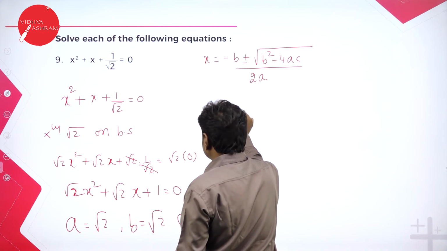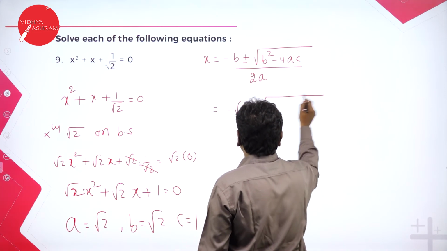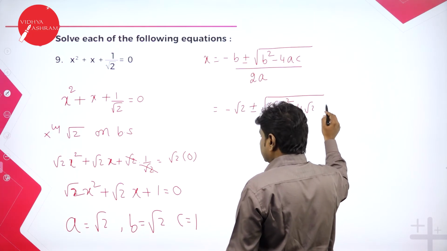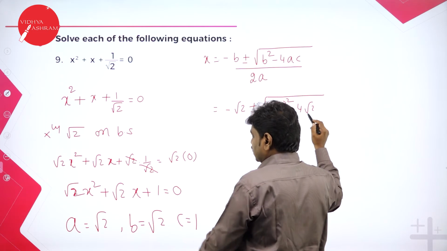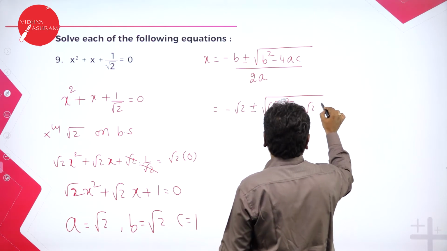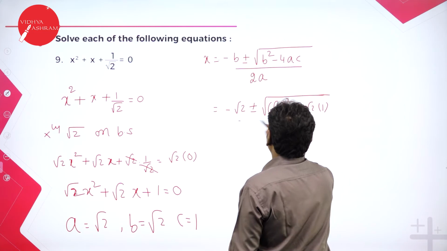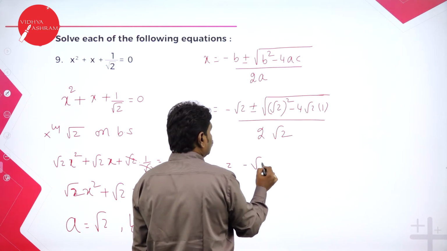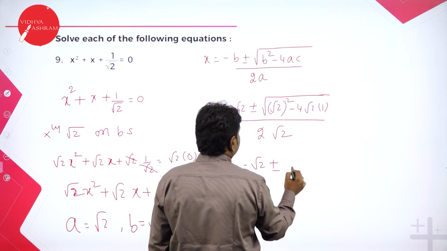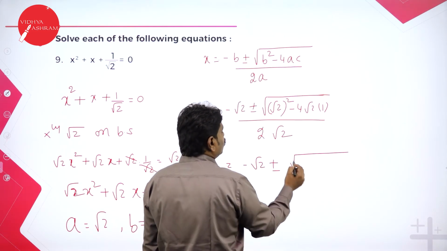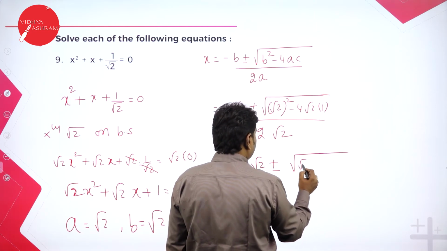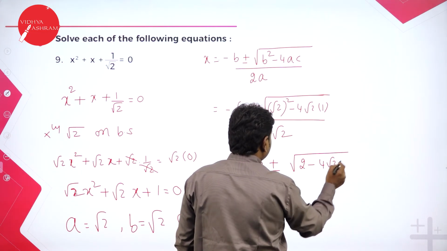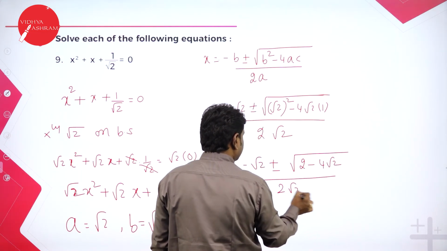So minus b. What is minus b? Minus root 2, plus or minus root of b square, root 2 whole square, minus 4ac. 4a, what is a? Root 2. C is 1. Got it? Divided by 2a. What is a? Root 2. So now minus root 2 plus or minus root of root 2 square, which is 2, minus 4 root 2, divided by 2 root 2.